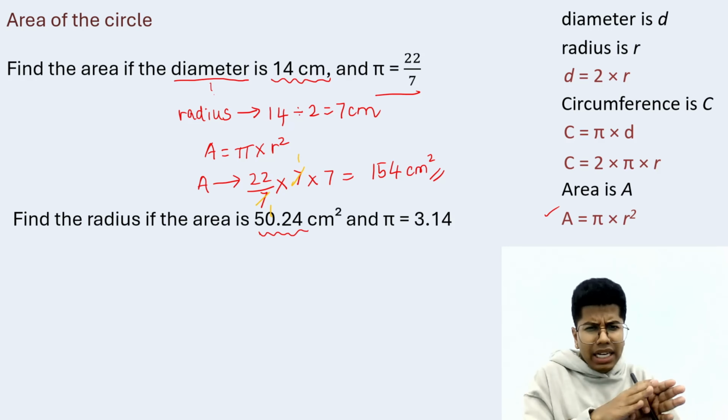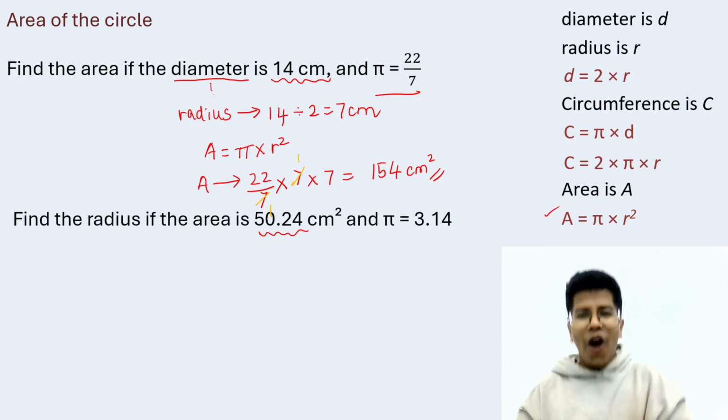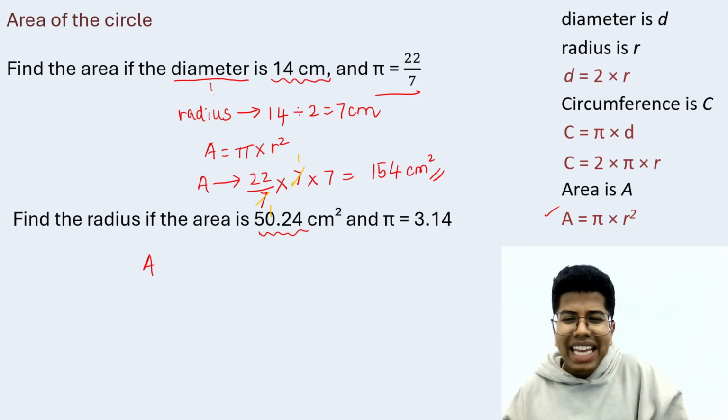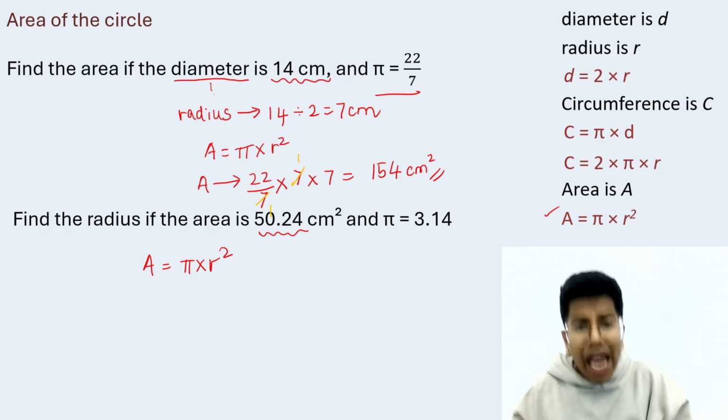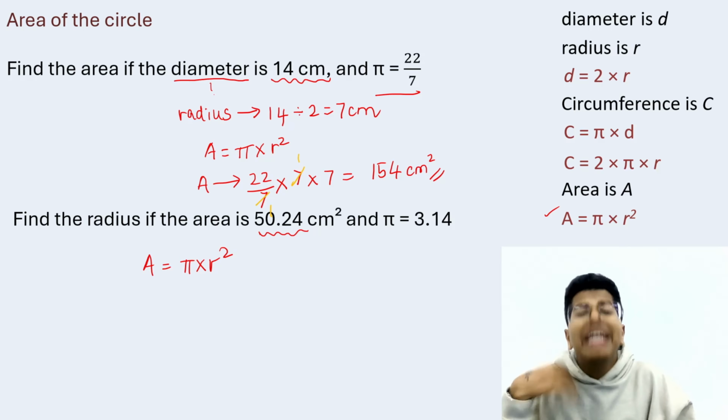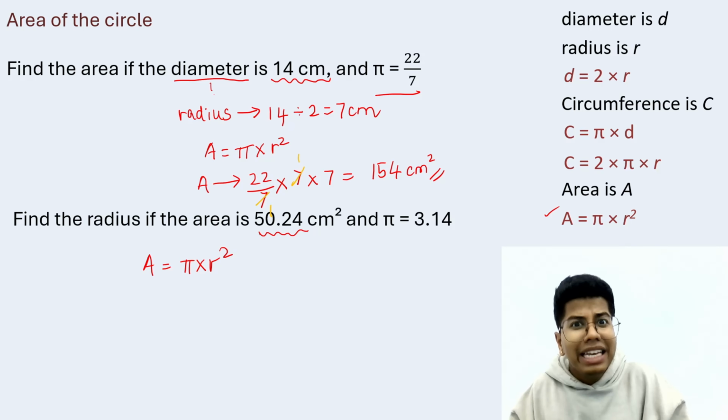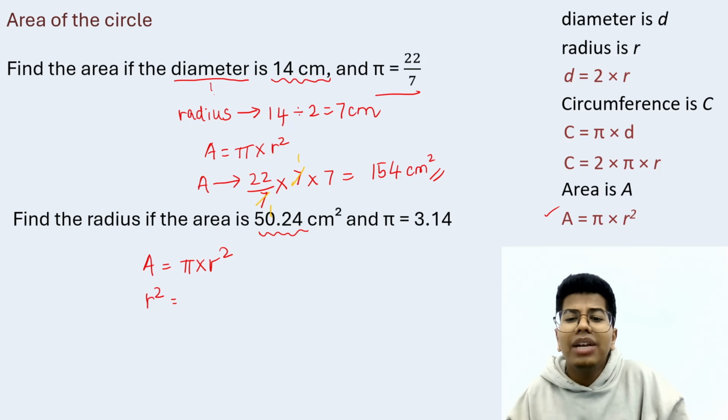Now, area and radius, is there any relation? Of course, yes. We just saw that area is nothing but pi times r square. But I have to find out the value of radius. But from this equation, what I can get? I can only find out r square. R square will be nothing but equal to area divided by pi.